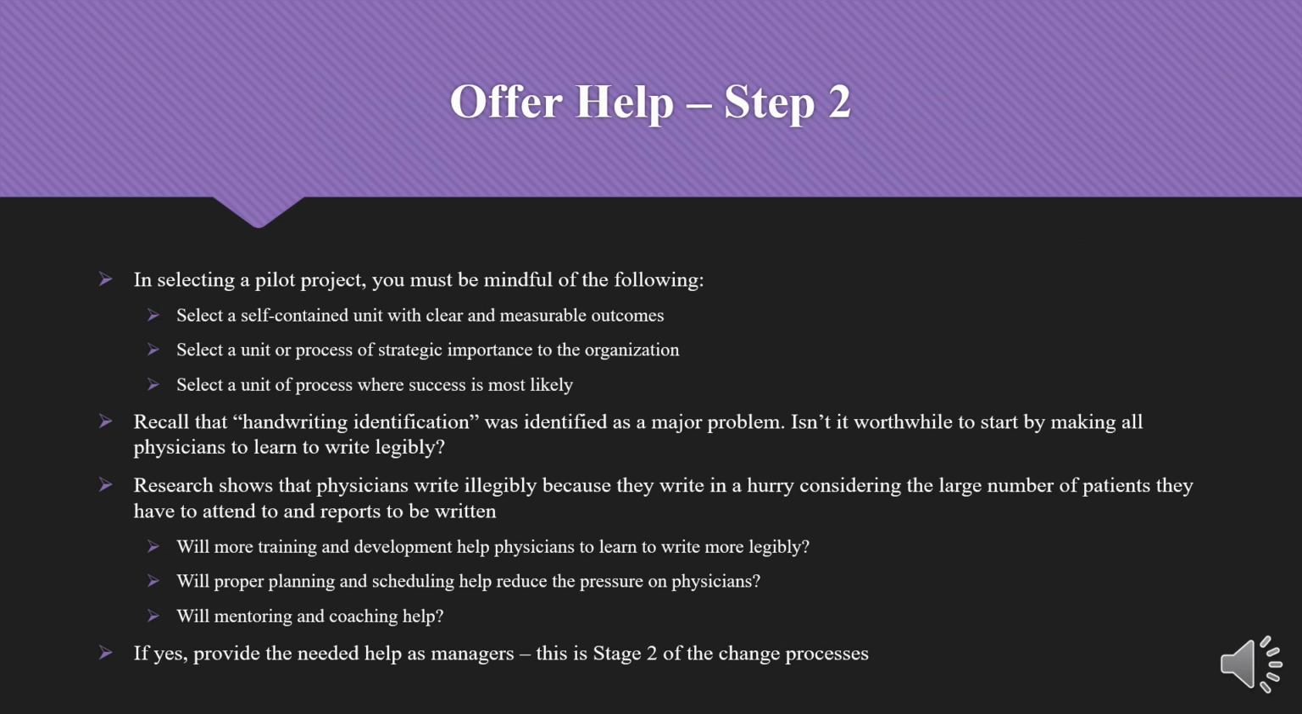Now, in selecting a pilot project, you must be mindful of the following. First, select a self-contained unit with clear and measurable outcomes. This is important so that whatever changes are being implemented, the result can be seen or measured. Select a unit or process of strategic importance to the organization. And select a unit or process where success is most likely.